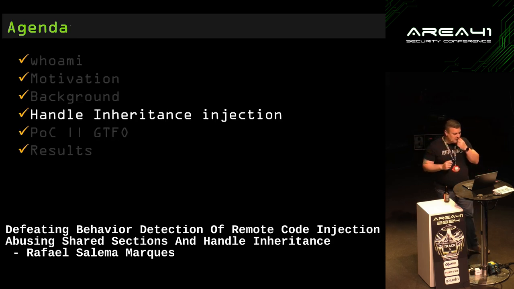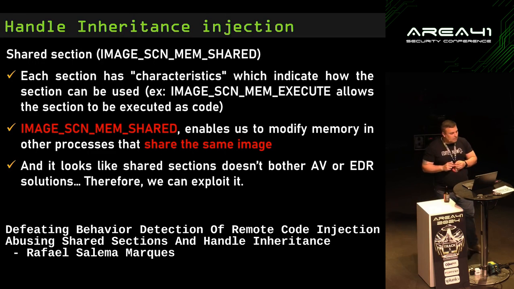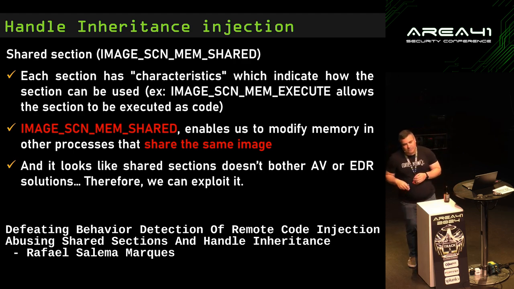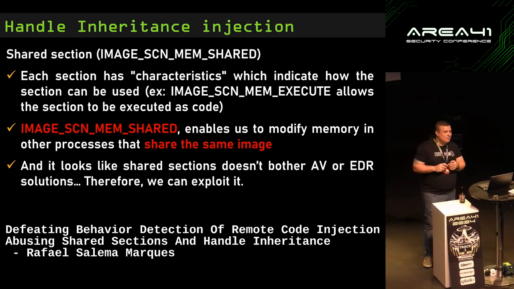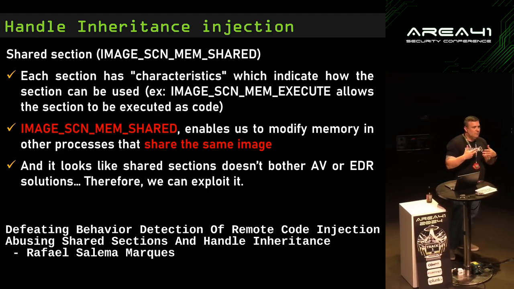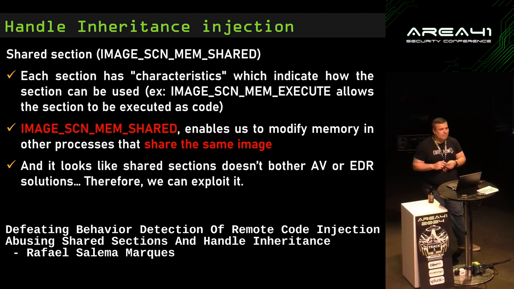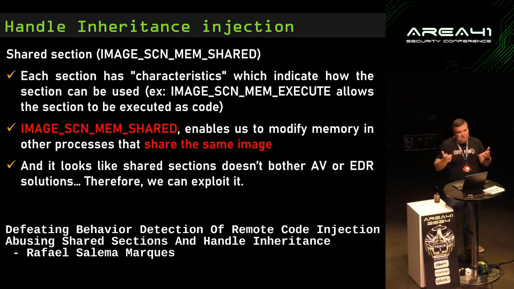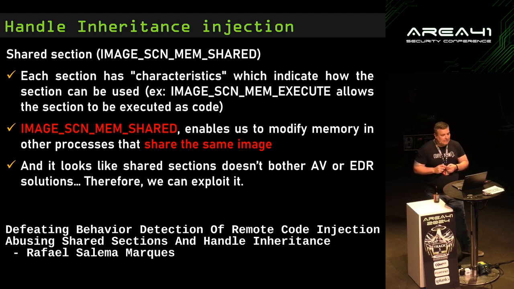Okay, let's go into the technique. Let's try to explain how it works. We are going to exploit shared sections. PE files have a lot of sections. For example, in the text section, you can run code most of the time. In data, you can have variables, you can have fonts and images, whatever. But there's a specific section we are going to talk about: the image section memory shared.